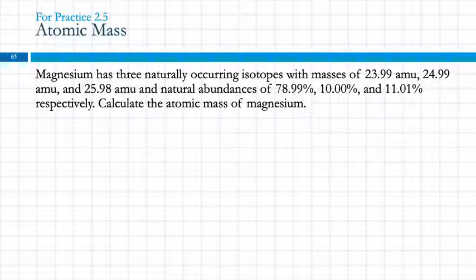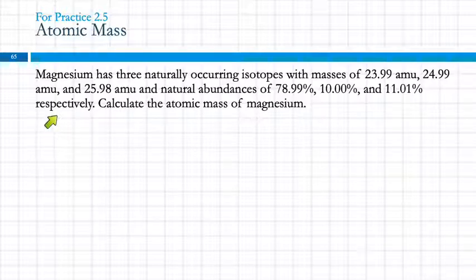Okay, magnesium has 3 naturally occurring isotopes, with masses of 23.99 AMU, 24.99 AMU, and 25.98 AMU, and natural abundances of 78.99%, 10.00%, and 11.01%, respectively. Calculate the atomic mass of magnesium.